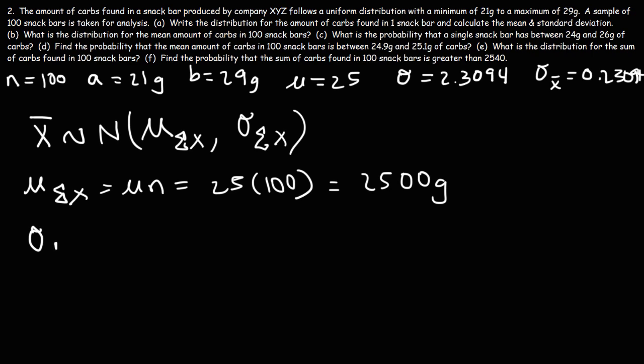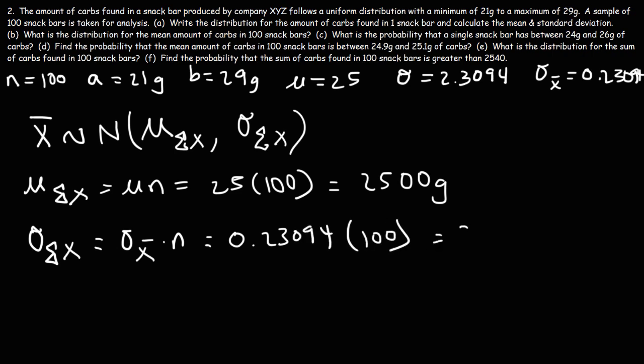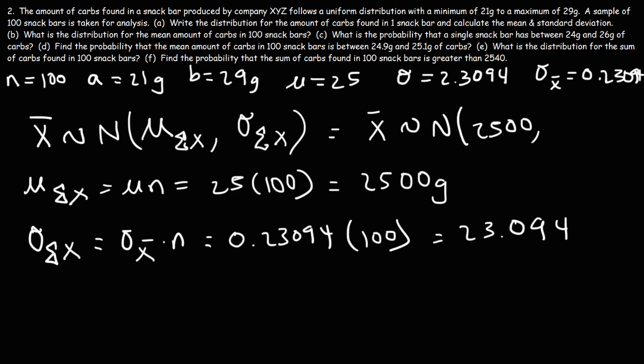Now to calculate the standard error associated with the sum, it's going to be the standard error that we see for the mean times n. So that's 0.23094 times 100. So the standard error in the sums is 23.094. So we can write our distribution like this. So the average sum of carbs in the 100 snack bars is 2,500 grams with a standard deviation of 23.094.